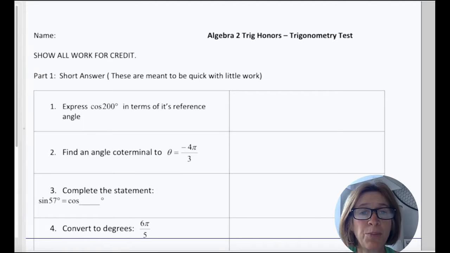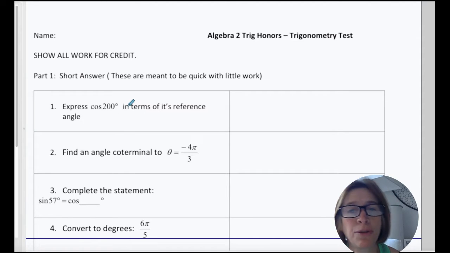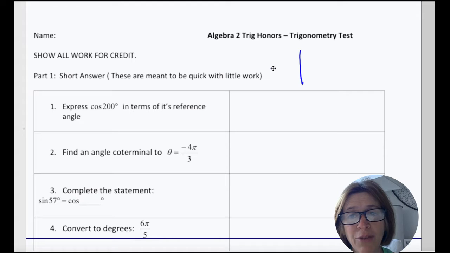So it says express cosine 200 in terms of its reference angle. Now I've got to remind you, a reference angle is a first quadrant angle that's an acute angle with one of its sides being the x-axis. So when I am looking for a reference angle, I actually like to draw it. I always like to use the rule of 4 and see a visual of it.